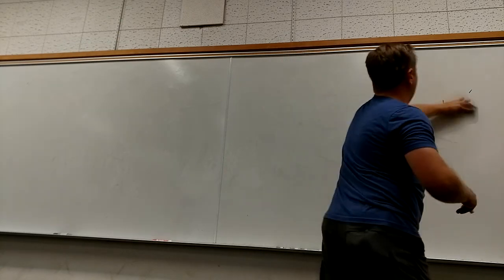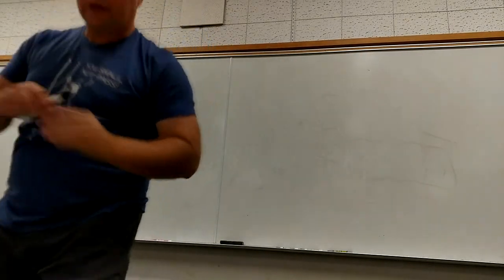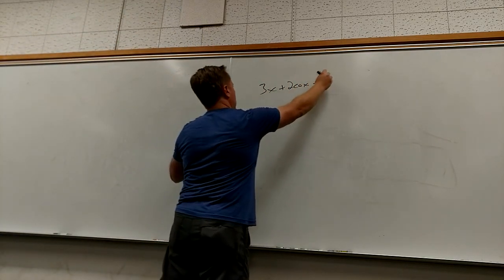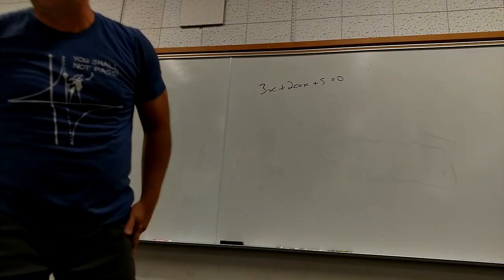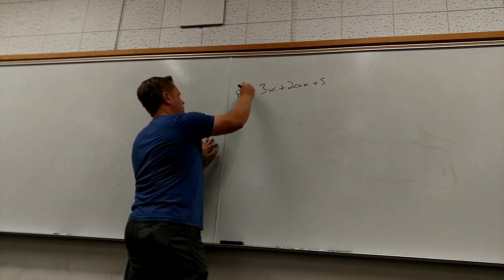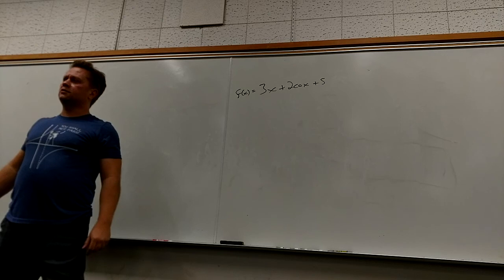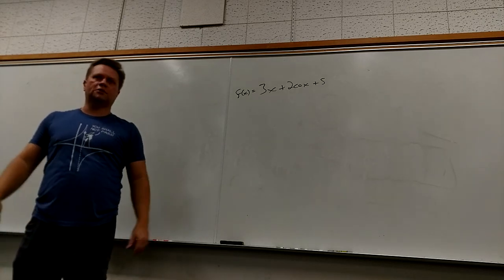So this one says show that 3x plus 2 cosine x plus 5 has exactly 1. Well, they should have said it like this. This book sometimes is stupid. The way they give an equation is it has one answer, or the function has one real root. Pick one way, book.